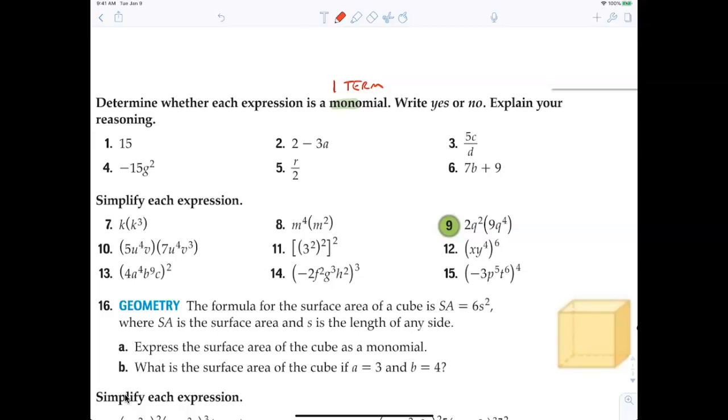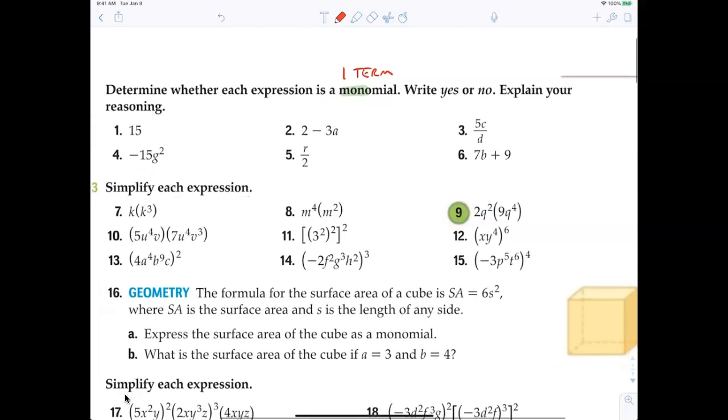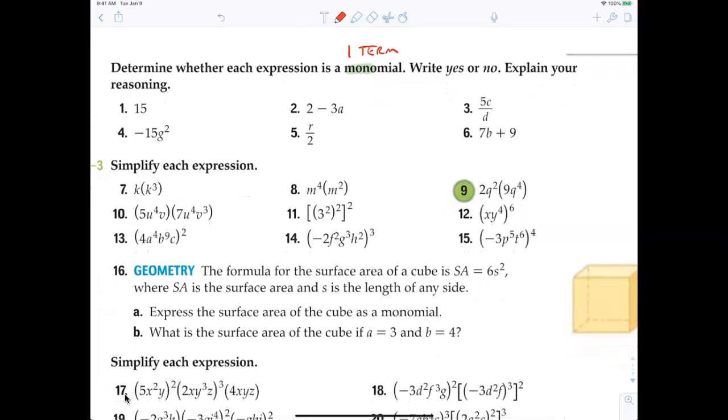Now, number one, is that a monomial, do you think? Yeah, it's a single term. That's considered a monomial. Number two, is that a monomial? No, that's probably a what? Binomial. That's two terms. Now, number three looks like a monomial, but it's not.